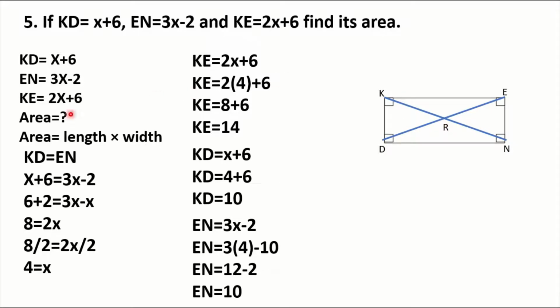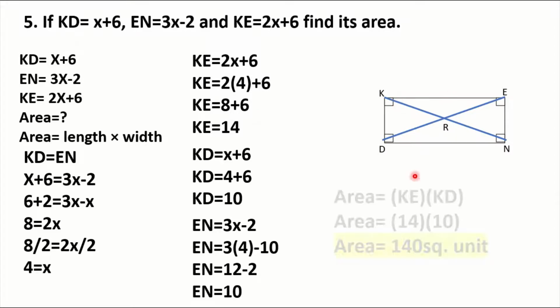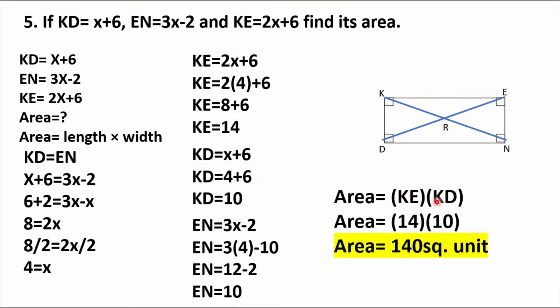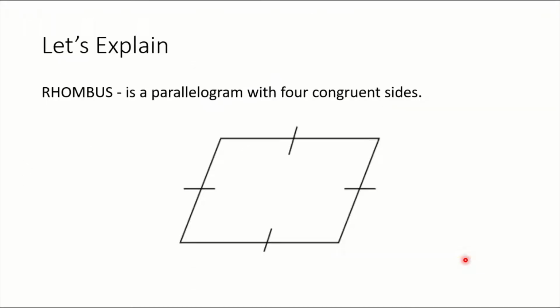Now, the question is, what is the area? Kung meron na tayong height at meron na tayong length, no? So, the area is equal to KE times KD. What is the measure of KE? 14. The measure of KD is 10. You have to multiply them then you will get 140. Don't forget the unit. Since wala namang unit na nakalagay, you have to put square unit. Okay? That's it for number 5.